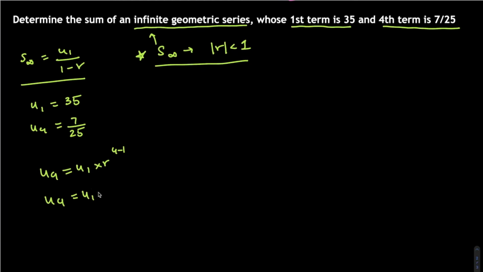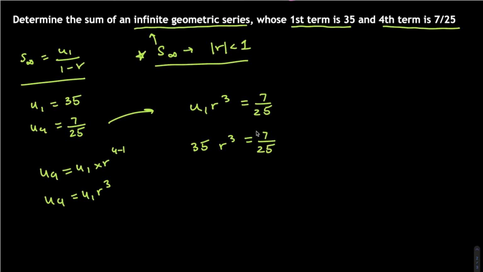So that gives us u1 r cubed, right? So we can use this formula right here, and what we get is u1 r cubed is equal to 7 by 25. Okay, now we can simplify this a bit more. Instead of writing u1, we'll write 35 r cubed is equal to 7 by 25.